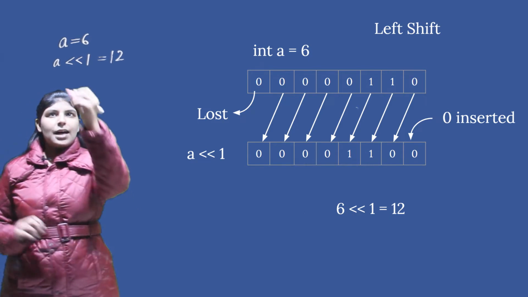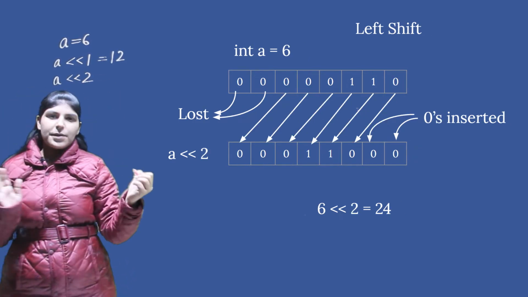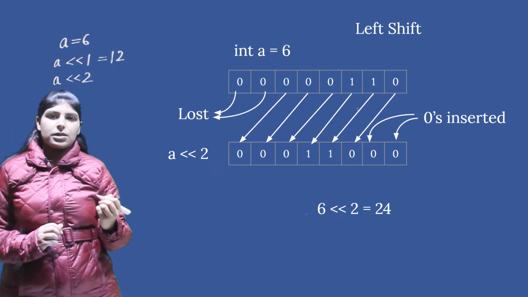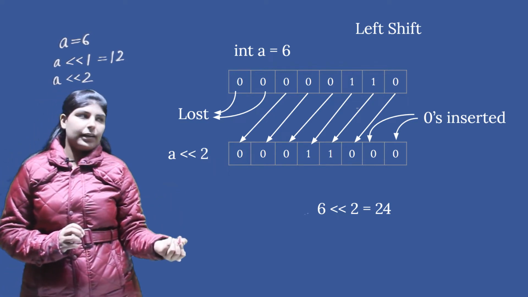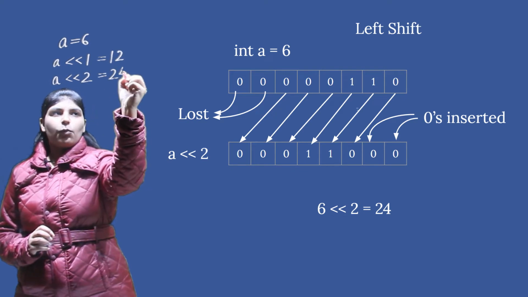So now let's take another example. If I left shift A by 2, all the bits will be shifted 2 positions to the left. The 2 leftmost bits will be lost and 2 zeros will be inserted at the right end. So this becomes the binary equivalent of 24.